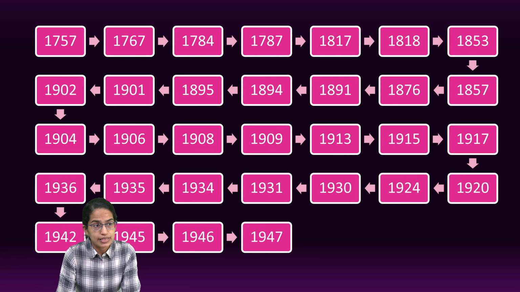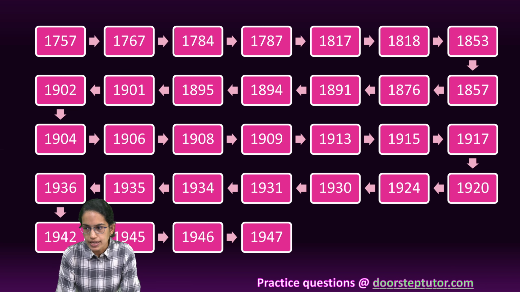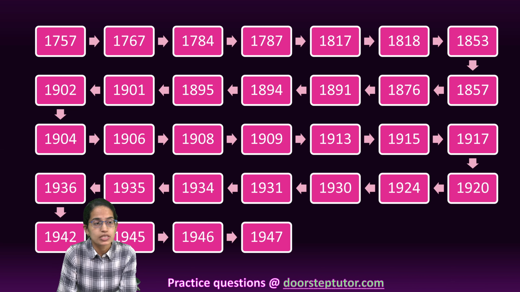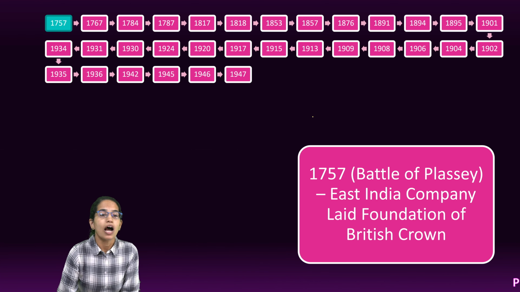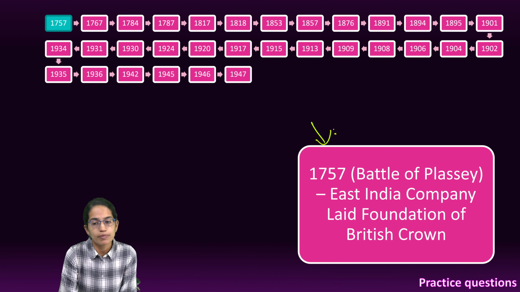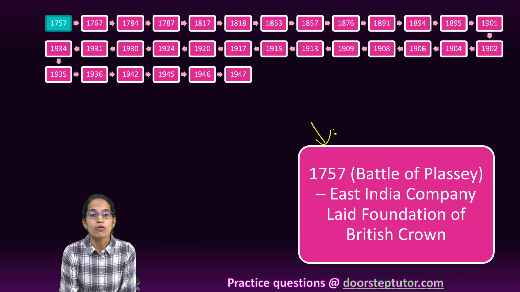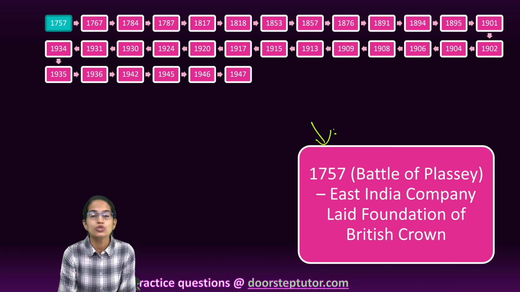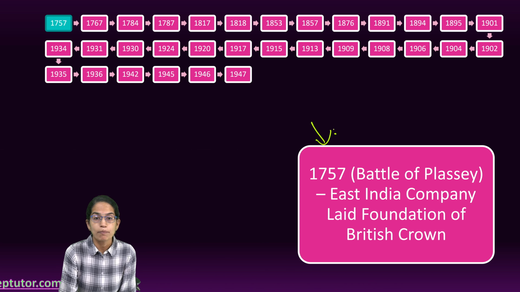The development starts late from 1757 and goes till the time of independence. The very first development which started in 1757 was the formation of British Crown after the Battle of Plassey. So after the Battle of Plassey, East India Company laid the foundation of British Crown. Now British Crown's motive was to take more natural resources and exploit the region to expand development in the territories of Britain. So what happened?